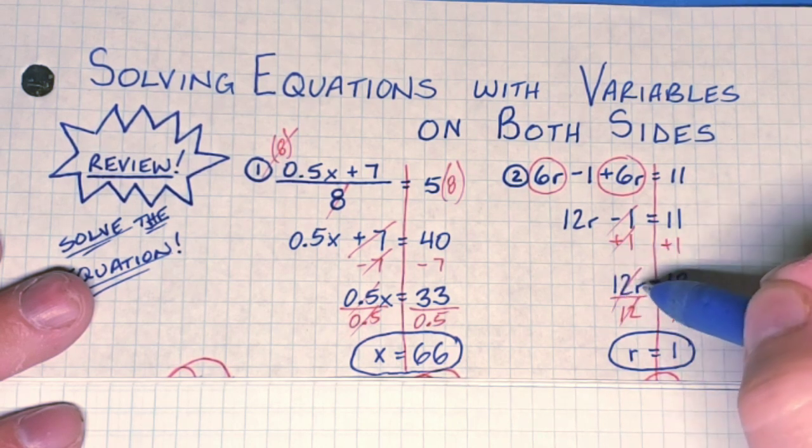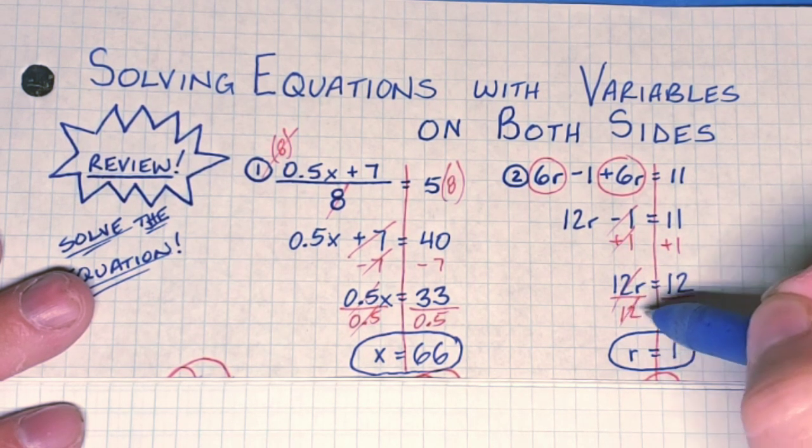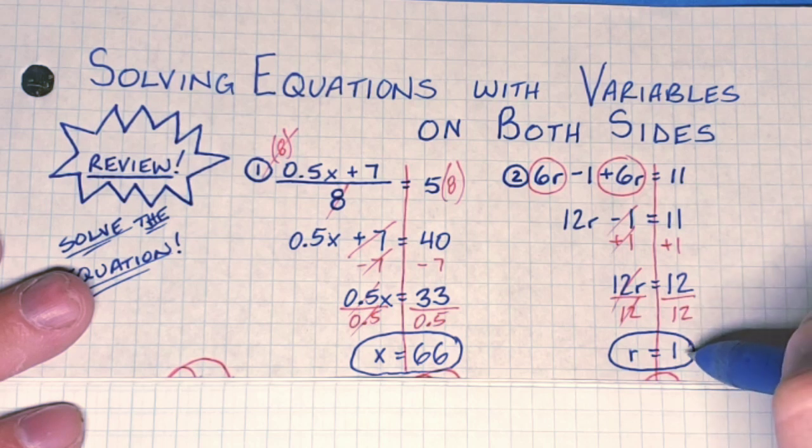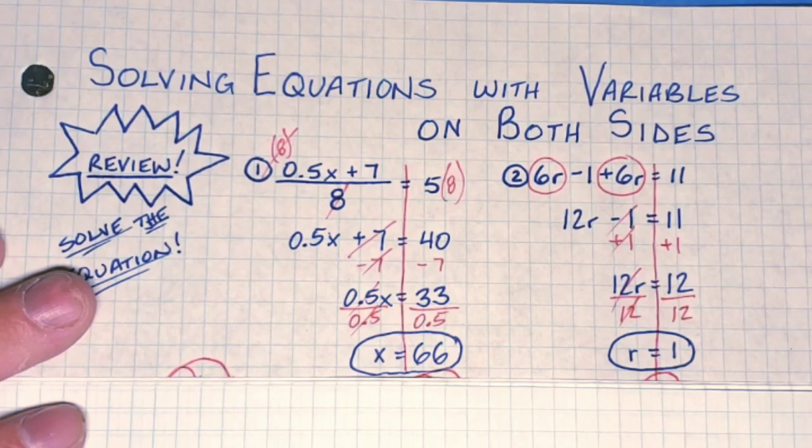Then we need to undo the multiplication that's here. We're going to divide both sides by 12. 12 divided by 12 is 1. So our answer is r equals 1. All right.